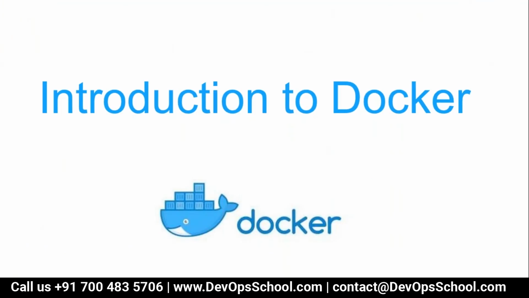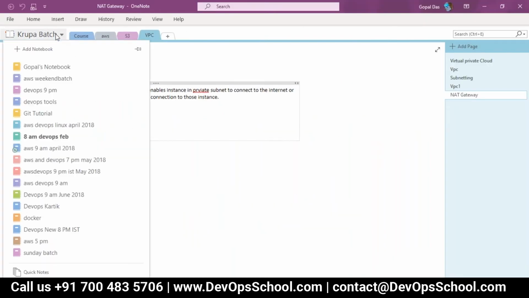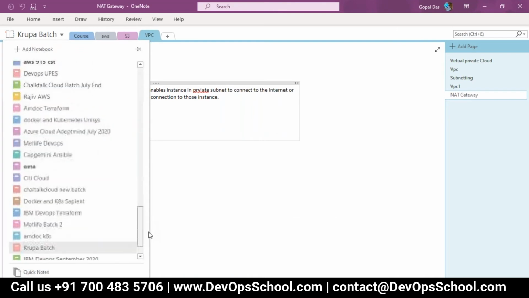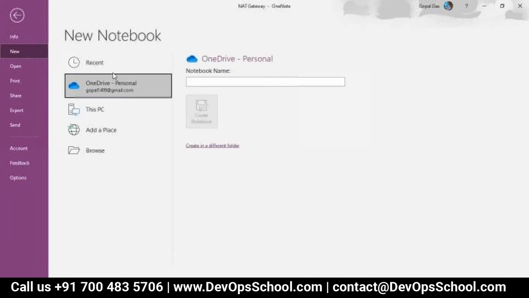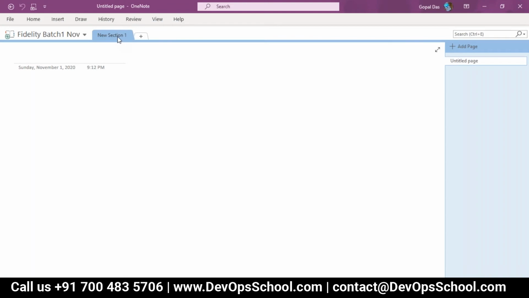So we start with Docker. When we talk about Docker, that is container. What do you understand by container? Why do you need containers? Some of you are already working on it. Tell me why you need containers. What is a container and why do you need containers?